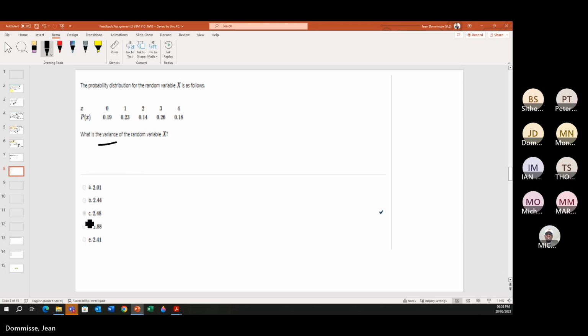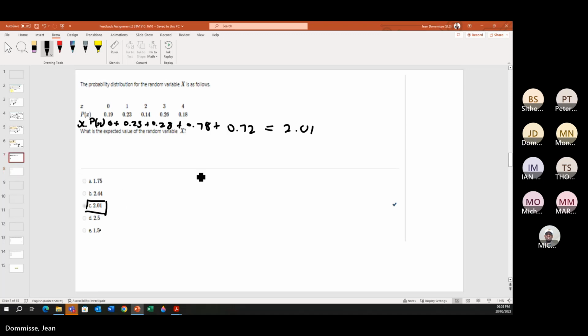So for the variance, I would have gone to Excel. So let me just open Excel. I just want to put in the values before I show it to you. So let me just quickly do that.